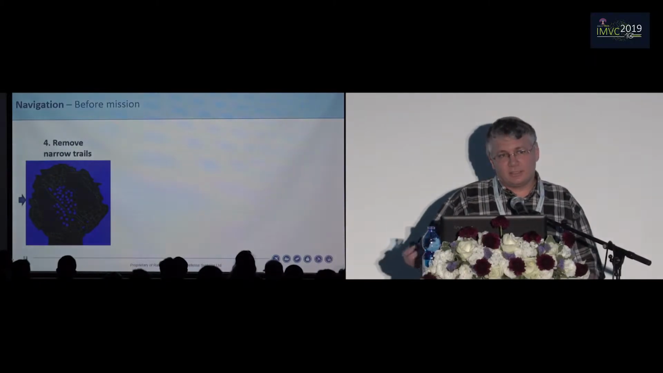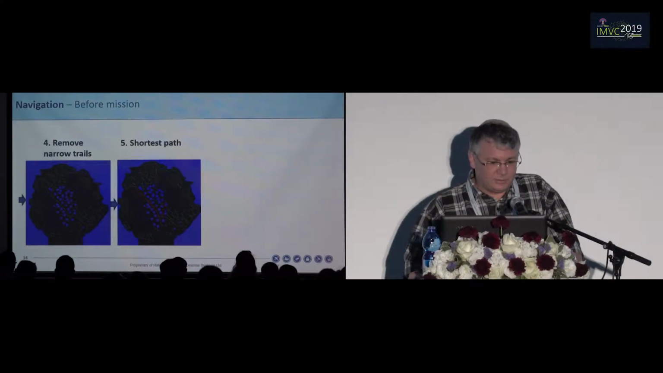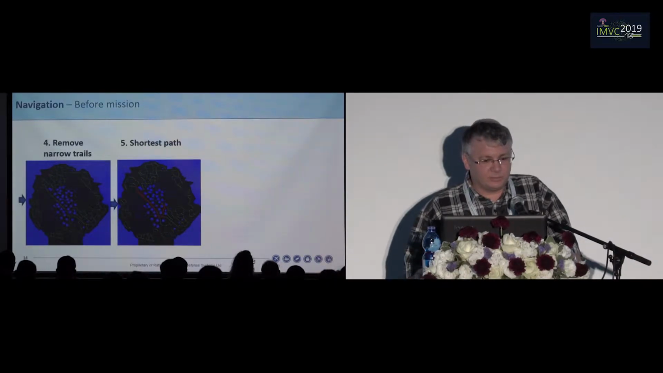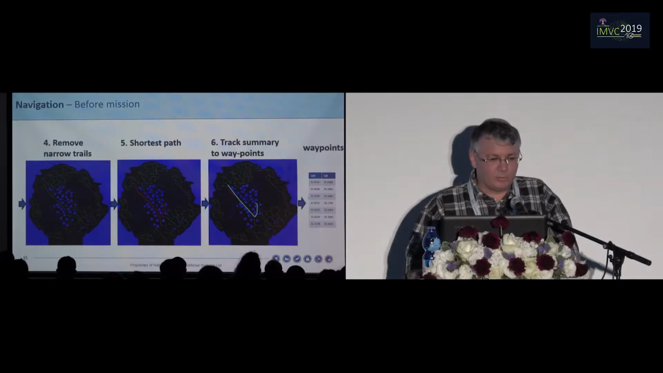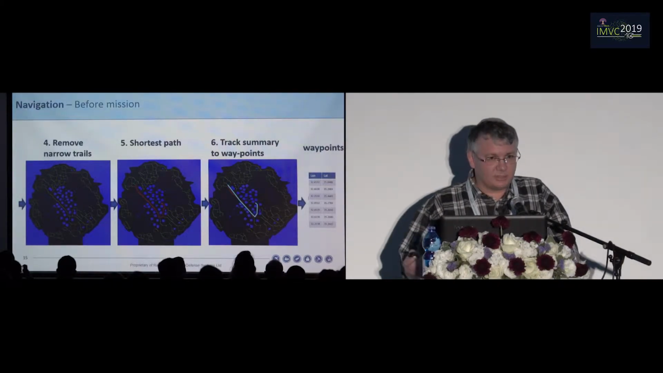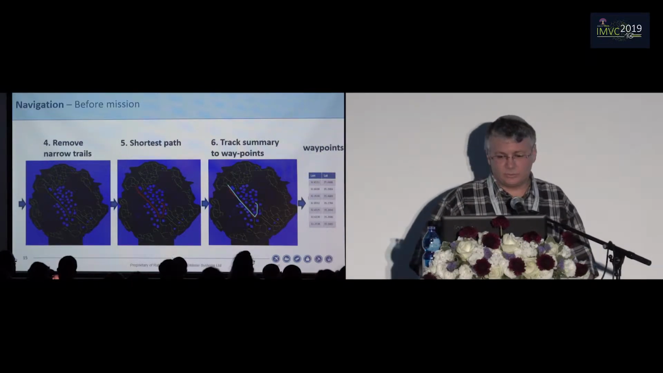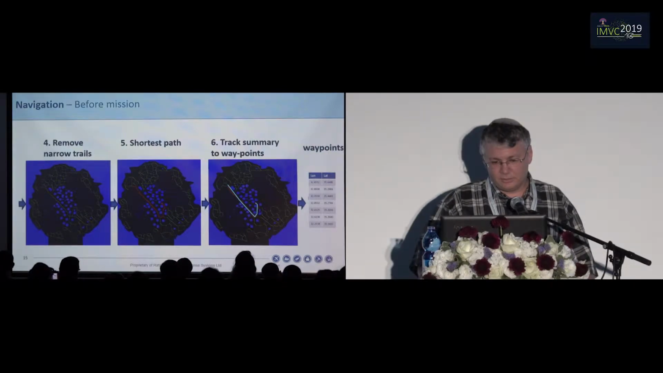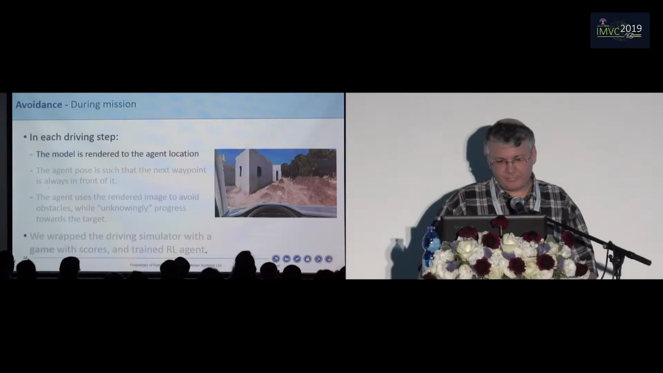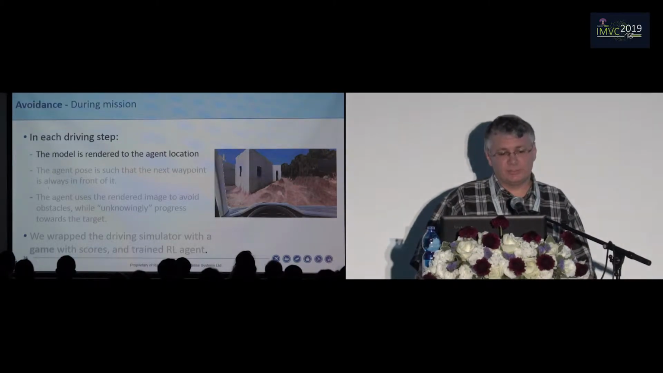Next, we use the platform's real width to remove narrow trails. And we use the Dijkstra algorithm to find the shortest path within those trails. So now we have a path to the target, but this is not enough. We want to summarize it into a list of waypoints. So the output is like Waze. It tells you in 100 meters you should turn left at that many degrees.